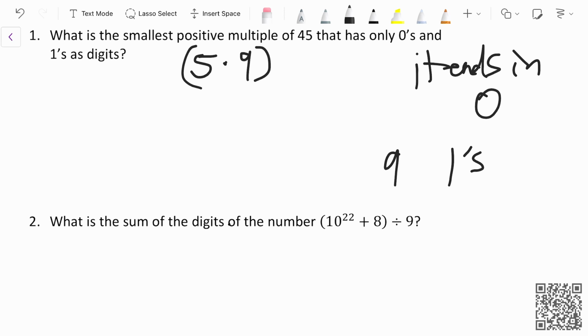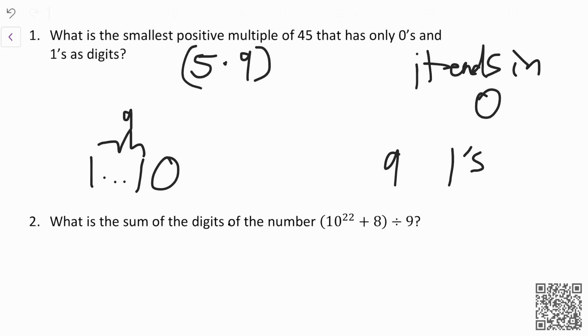So now we have basically all the criteria we need to make this number. There are 9 ones, and since it ends in a 0, add a 0 behind there. So it's going to have 9 ones in front of it and then a 0. It's going to be a very big number.